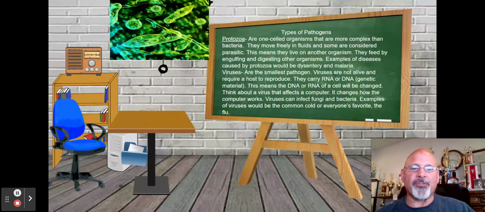Protozoa. These are one celled organisms that are more complex than bacteria. They move freely in fluids, and some are considered parasitic. This means they live on other organisms. They feed by engulfing and digesting organisms. Examples of diseases caused by protozoa would be dysentery and malaria.